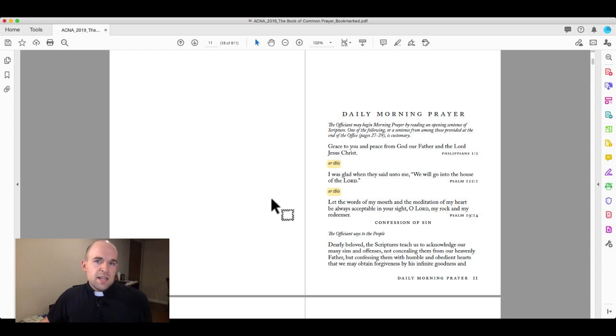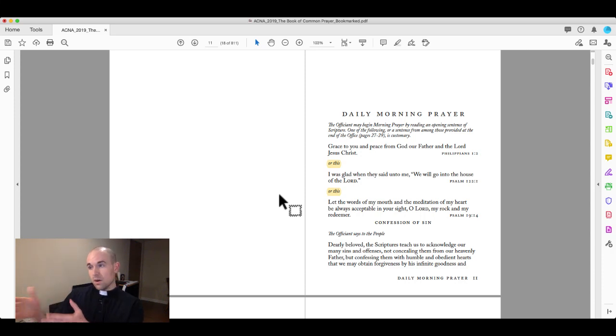If you're using the ACNA's Book of Common Prayer, then anytime you see the phrase "or this," which I've highlighted, that means that you're being given a set of options to choose from, and you're usually just going to choose one of them and move on.